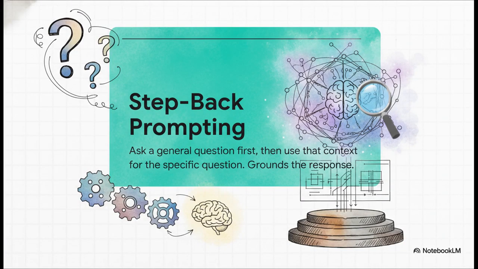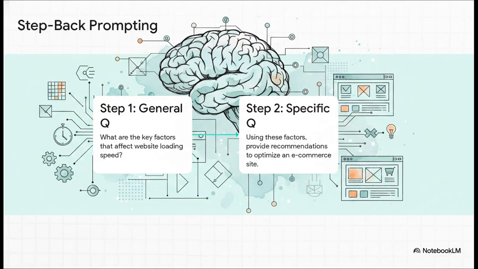Next up, we have step-back prompting. This one is perfect for when you need a really well-rounded, comprehensive answer. The idea is, before you ask your super specific question, you first ask a more general one to establish a solid foundation of principles. So instead of just saying, hey, fix my homepage, you first step back.